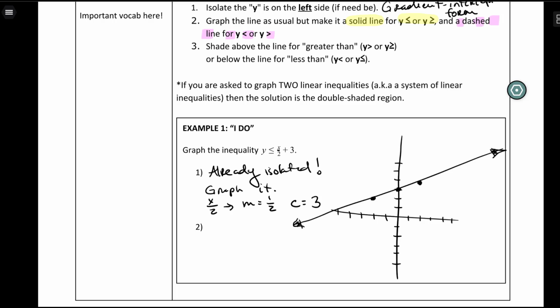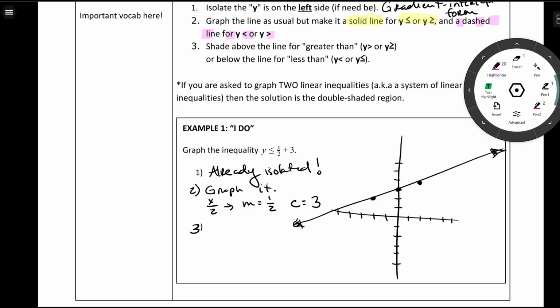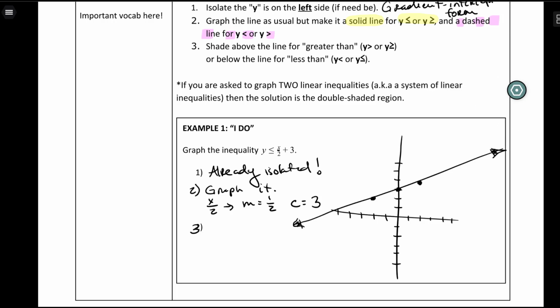And now we do the shading. Step 1 was already done, so this is really your step 2, and now we have our step 3. We want to shade. It's a solid line because we had that less than or equal to, and since it is less than or equal to, we are going to end up shading everything below the line. That shows that our solutions are anything in that shaded region. That's what inequalities are telling us. It doesn't have to just lie on the line. It's on the line or anything below the line too. So inequalities are really interesting in that respect.